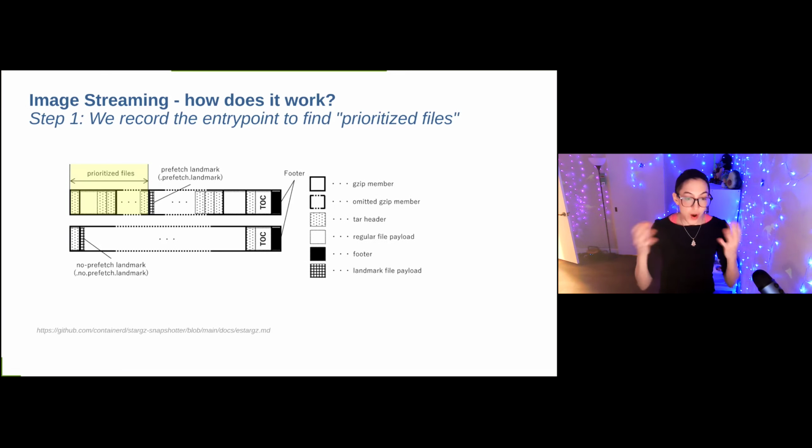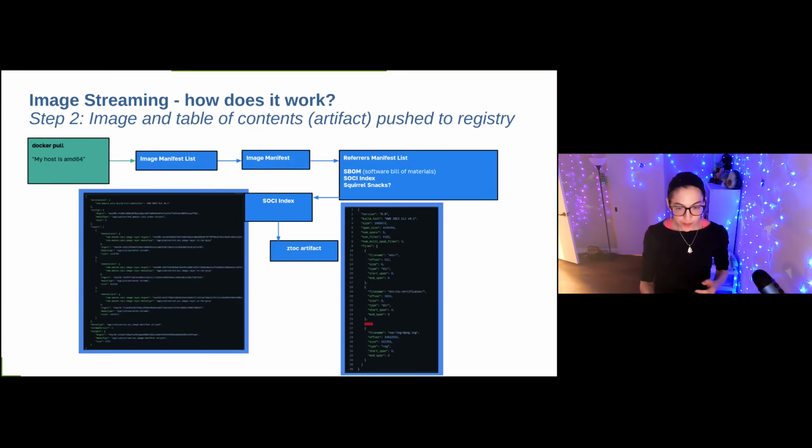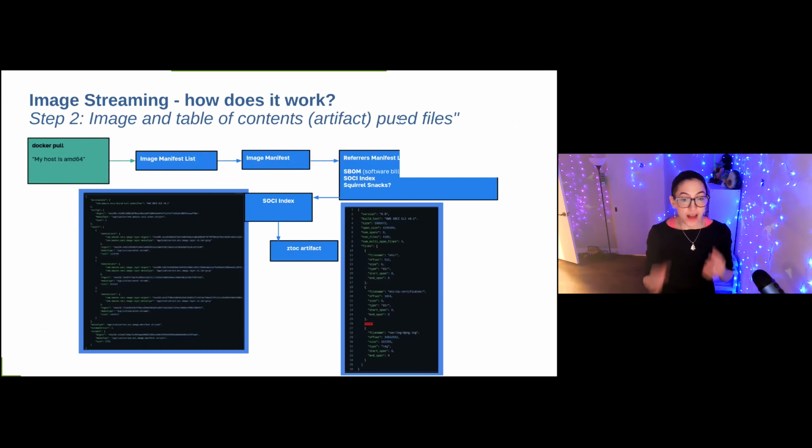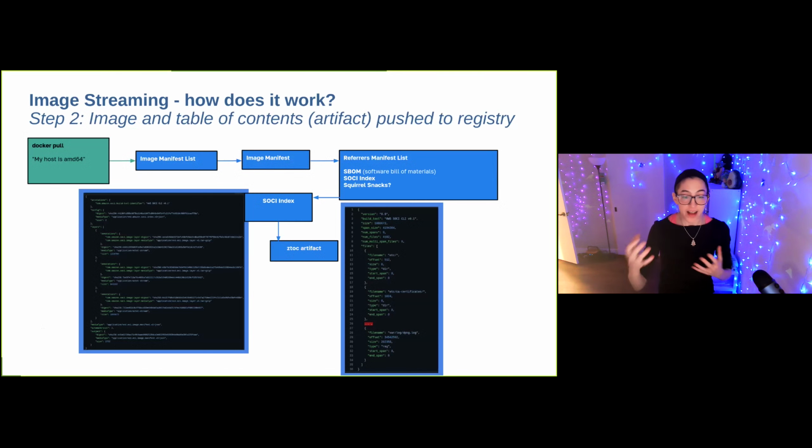And of course, if you don't have this, then there's a no-prefetch landmark, and there are a few more details in here. The thing that you're looking at here is called a table of contents. This table of contents is kind of what it sounds like, and it needs to be put somewhere. The place it's put is actually alongside the image in a registry. And this is possible thanks to the OCI artifact.